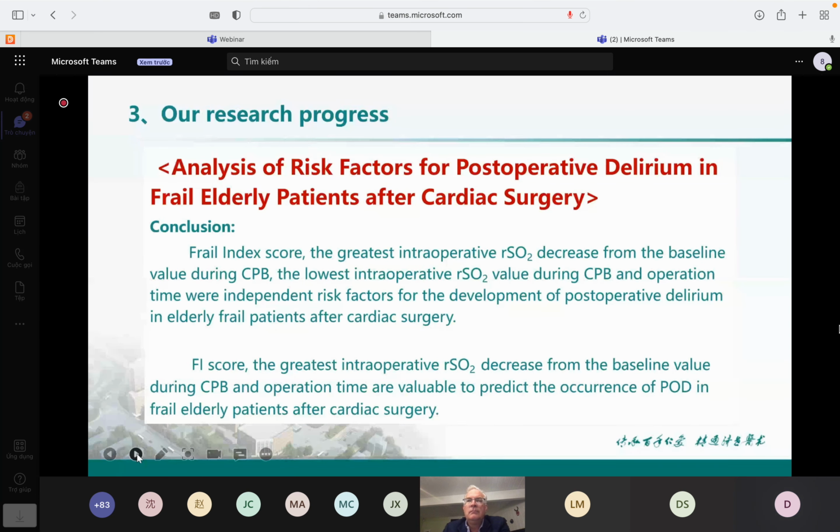The conclusion is frailty index score, the greatest intraoperative rSO2 decrease from the baseline value during CPB, the lowest intraoperative rSO2 value during CPB, and operation time were independent risk factors for the development of POD in elderly frail patients after cardiac surgery. And FI score and rSO2 decrease from the baseline value are available to predict the occurrence of POD in this kind of patients.